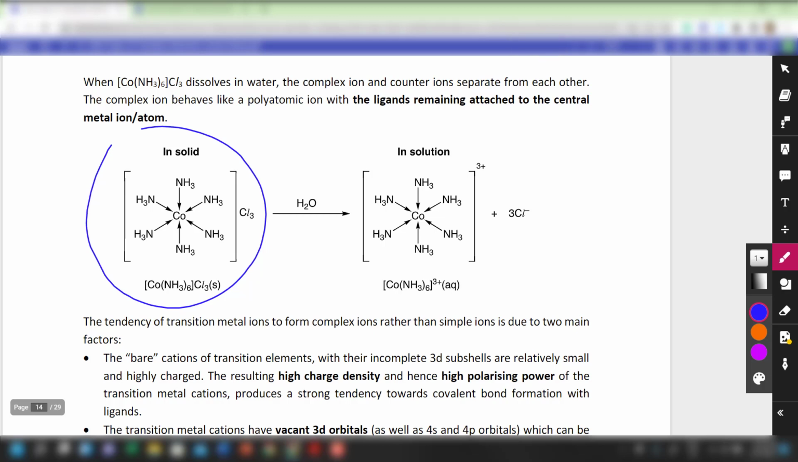Some of you might be wondering why water will not replace the ammonia. In general, ammonia tends to be a stronger ligand than water. The reason being ammonia is a stronger base, or ammonia is more nucleophilic at the nitrogen center due to its lower electronegativity value as compared to oxygen. This is in general, it's not always the case.